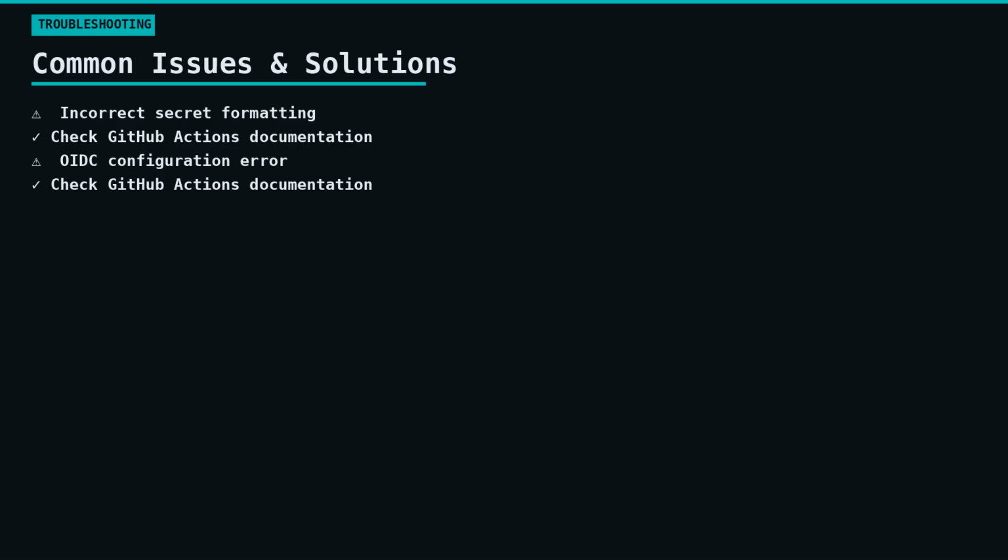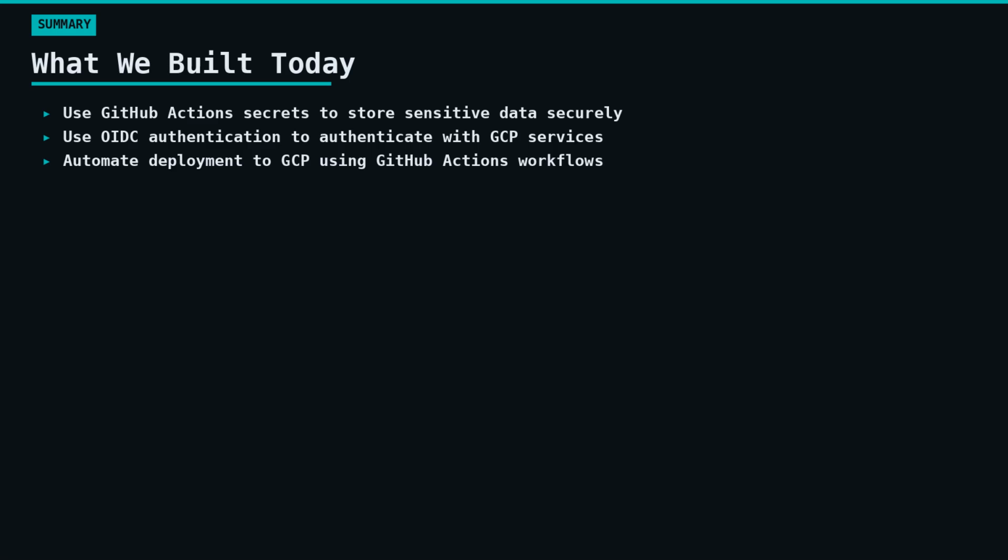We've built a secure workflow that automates deployment to GCP, and we've explored the benefits of using GitHub Actions secrets and OIDC authentication. By following these steps, you can protect your sensitive data and authenticate with GCP services securely. Remember to always follow best practices for secret management and OIDC configuration.